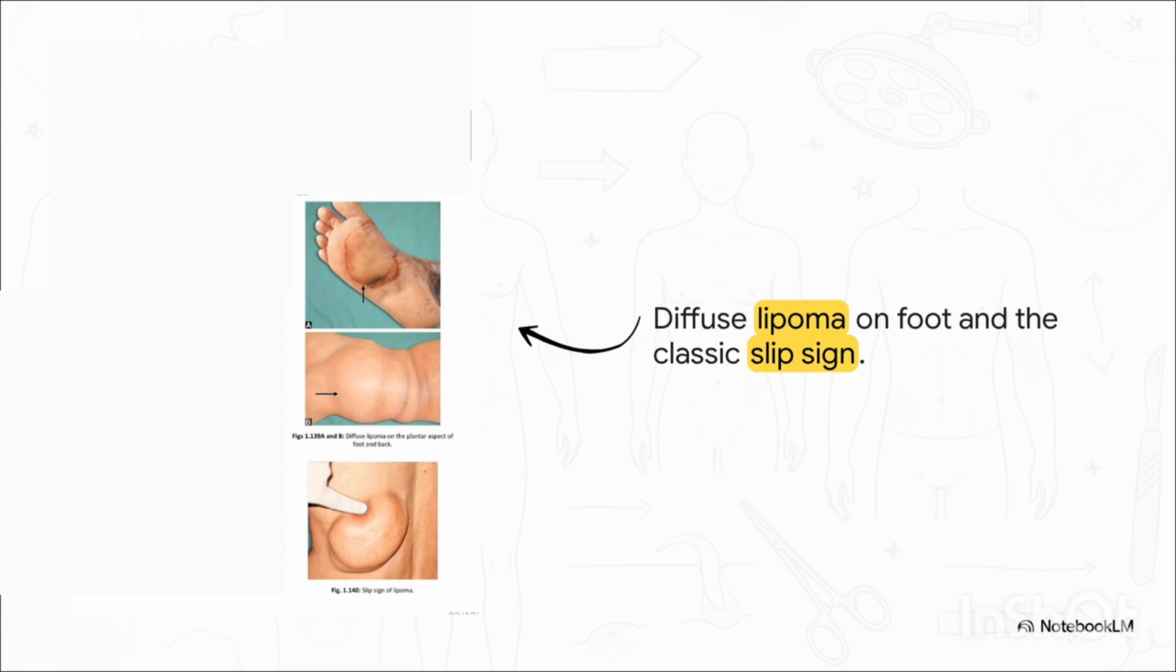Over on the left, we have a diffuse lipoma on the plantar aspect of the foot. Diffuse lipomas are completely non-encapsulated. They aren't localized, and because of that, they are notoriously difficult to remove surgically.